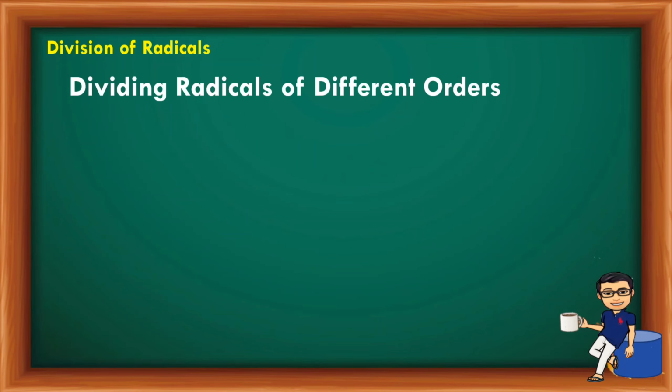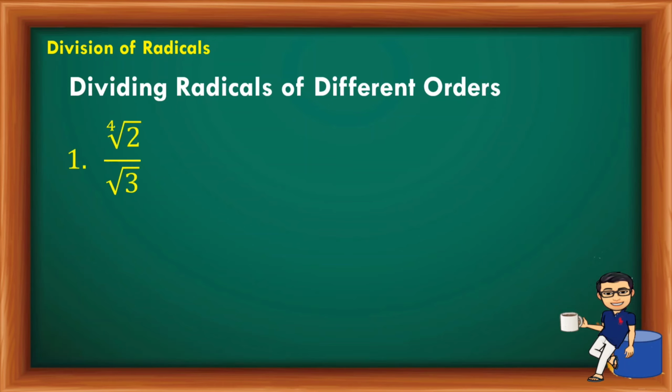How about dividing radicals of different orders? Ibig sabihin, magkaiba ang kanyang index. So in this case, it is necessary to express them as radicals of the same order. O, ulitin natin, kailangan ma-express natin yung given na same order. At pagkatapos, tsaka natin i-rationalize.